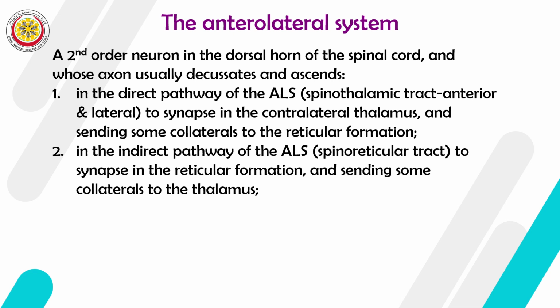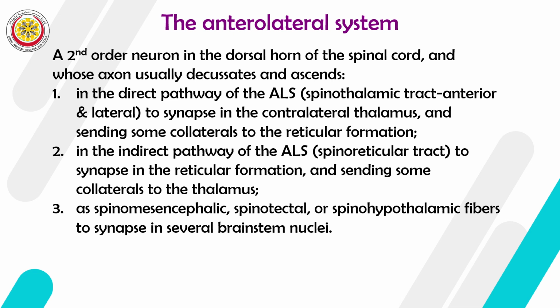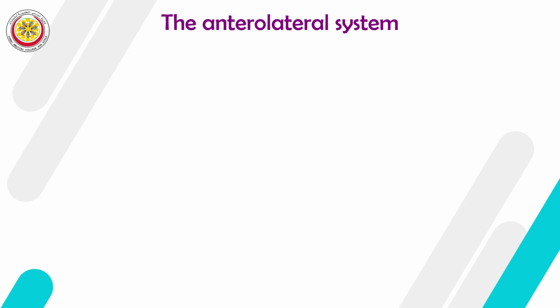In the indirect pathway, and this is spino-reticular, we go to the reticular formation to synapse in the reticular formation, sending some collaterals to the thalamus. This is called the indirect pathway. You don't need to worry about it too much. And then we have the spinomesencephalic, also spinotectal, spinothalamic fibers to synapse in several brainstem nuclei. These are additional connections of this anterolateral system.